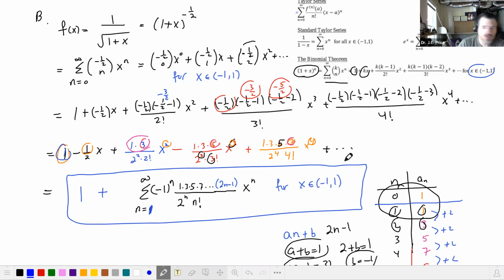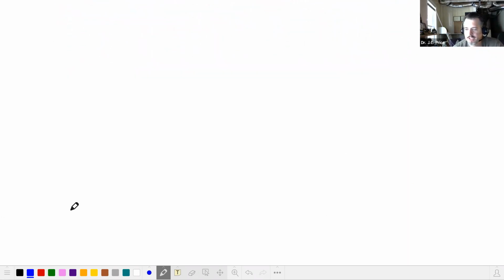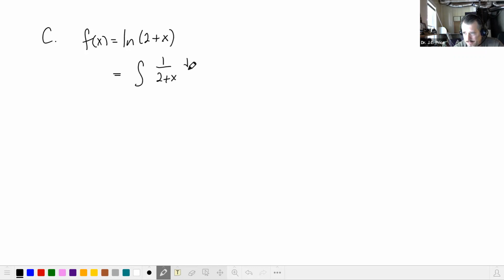All right, so moving on to C. So C is integration. So let's take a look at this one. So C, our function is equal to ln of 2 plus x. All right, so I could use the definition on this one, but we chose to do it on the next one. So I'm going to do integration on it. And so I've got to figure out what function, when you integrate it, you get that? So basically, it's like the integral of 1 over 2 plus x dx. That'll work.